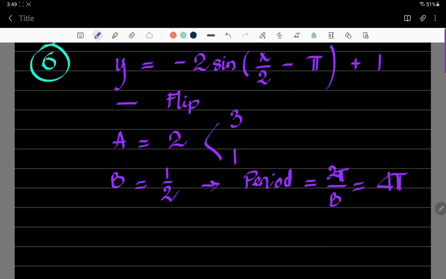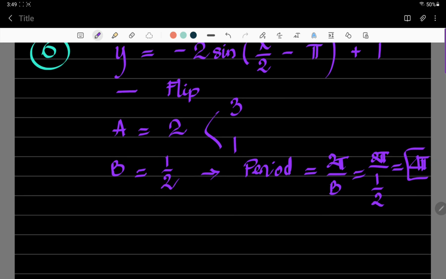4 pi. Right? 2 pi divided by 1/2. Here, let's go slow so in case you get confused. Okay? So we have 2 pi divided by 1 over 2. And then flip there. The 2 goes there and becomes 4 pi. Are we good? Yes? Okay.